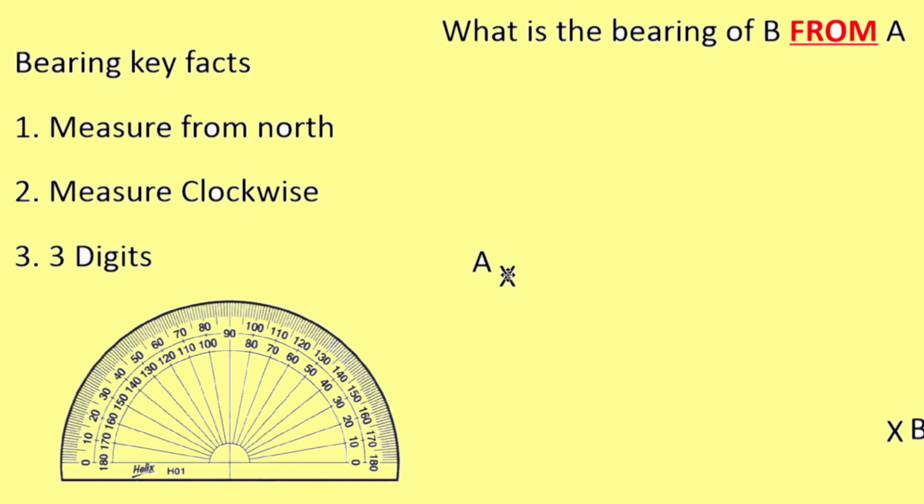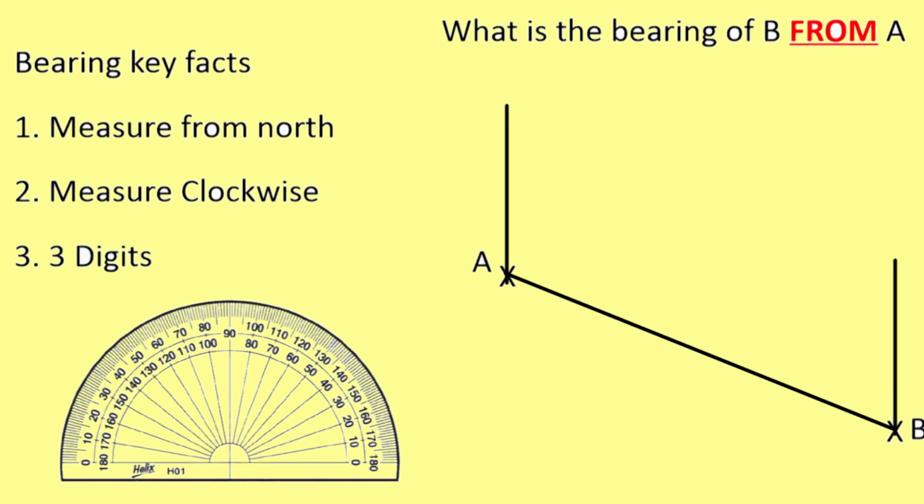In order to find a bearing, you need to know which way north is, because we said we have to measure from north. So we just draw 2 lines going straight up. Okay, so there are north lines. And then I would recommend joining up the 2 locations A and B. So we've joined up A and B, and we've got these 2 north lines here. That's how you want to set it up when you're measuring a bearing.